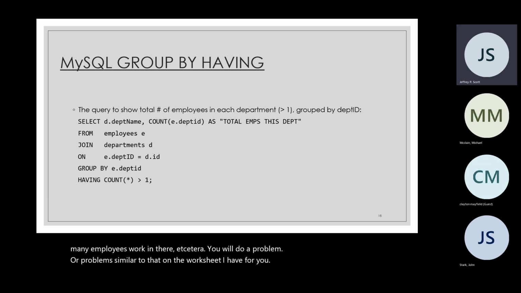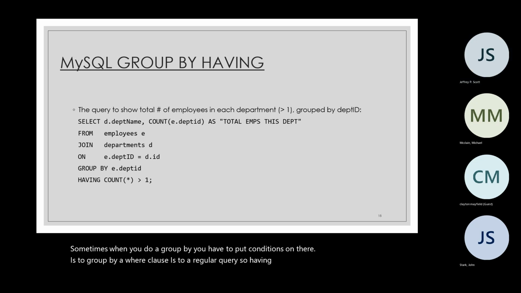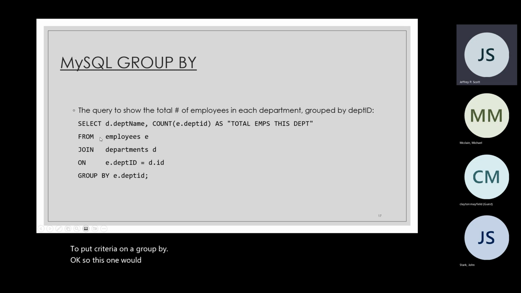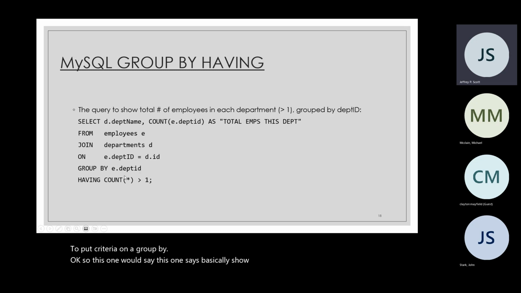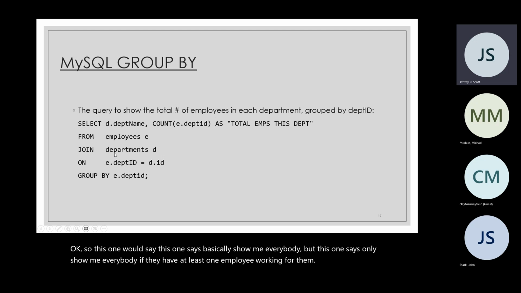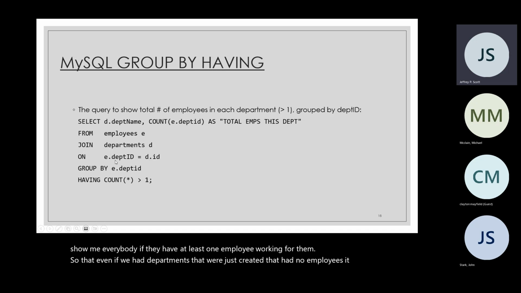Sometimes when you do a group by, you have to put conditions on there. Having is to group by what a where clause is to a regular query. So having allows you to put criteria on a group by. This one says basically show me everybody, but this one says only show me everybody if they have at least one employee working for them. So that even if we had departments that were just created that had no employees, it would still show them. This would not.